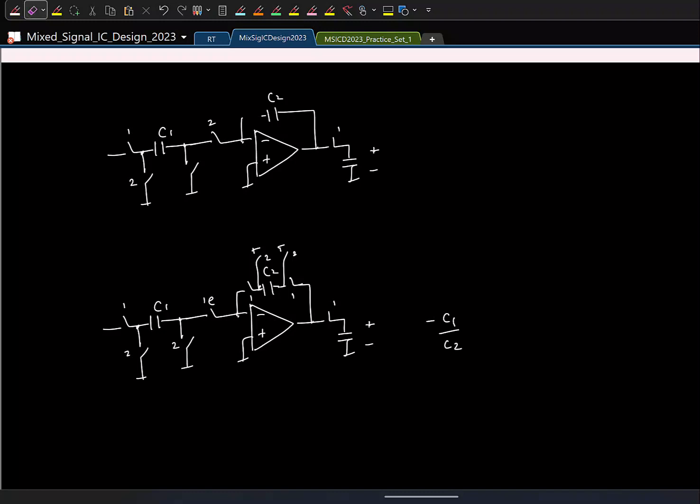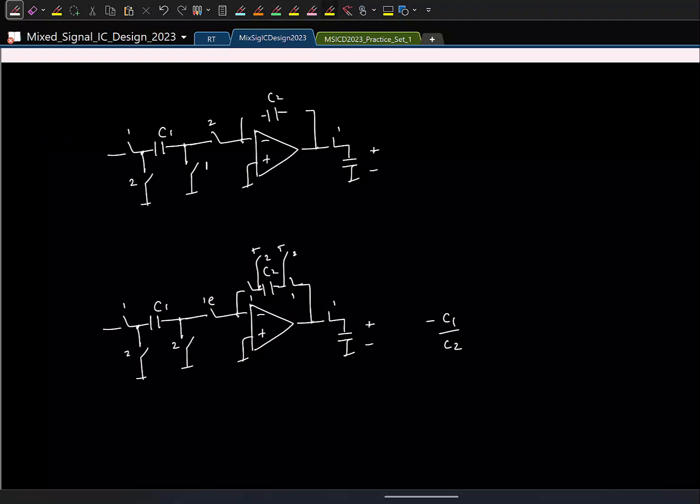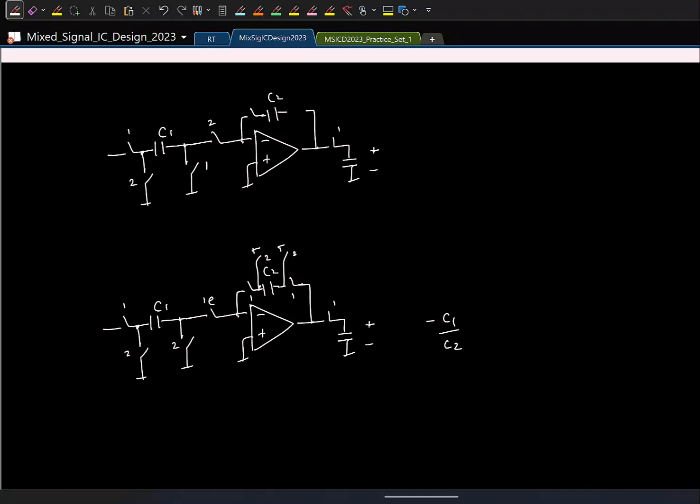So in the delayed one, in what phase should I connect the capacitor? In this circuit, in which clock phase should I connect the capacitor C2 to the op amp? In phase 1 we are sampling. It is in phase 2 that we are transferring the charge. So this should be in phase 2, and in the other phase, I will reset it.